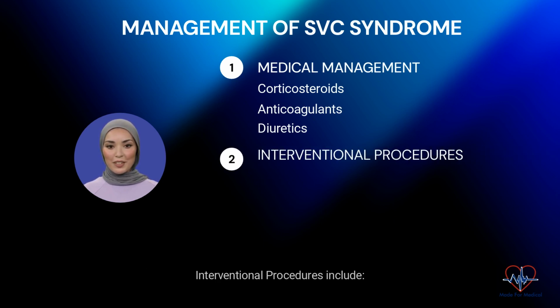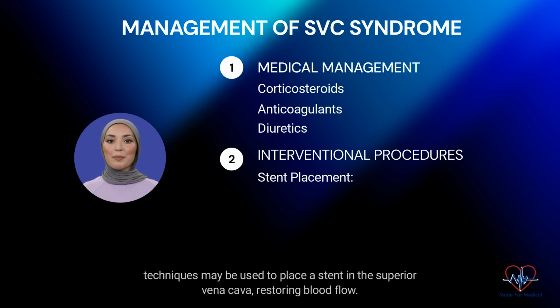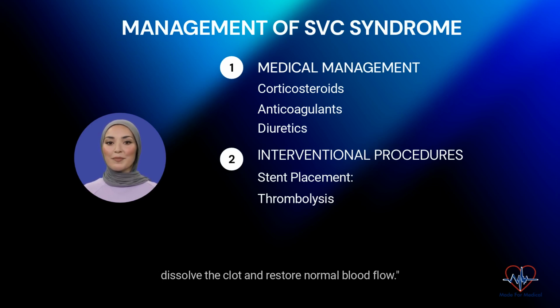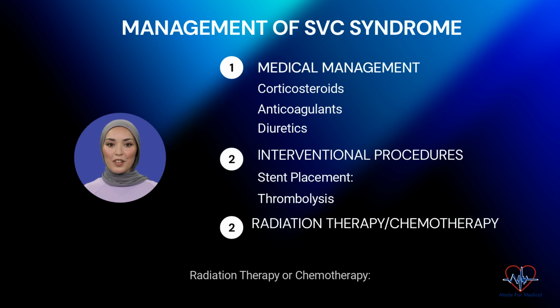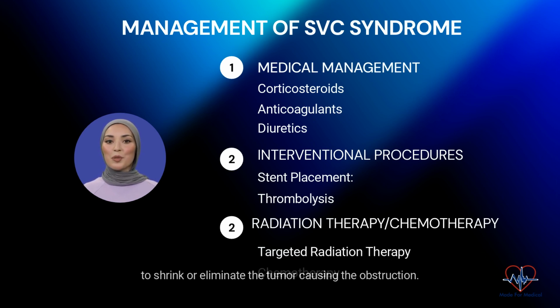Interventional procedures include stent placement. In cases where the obstruction is caused by a compressive tumor, interventional radiology techniques may be used to place a stent in the superior vena cava, restoring blood flow. Thrombolysis: if the obstruction is due to a blood clot, thrombolytic therapy can be administered to dissolve the clot and restore normal blood flow. Radiation therapy or chemotherapy: malignant causes of superior vena cava syndrome often require targeted radiation therapy or chemotherapy to shrink or eliminate the tumor causing the obstruction.